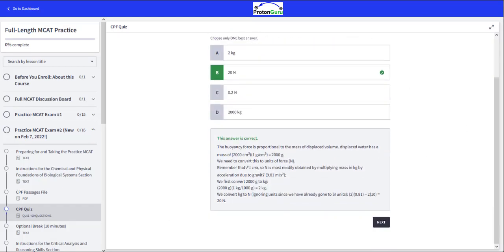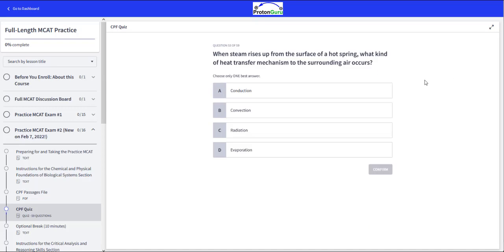Number 53, when steam rises up from the surface of a hot spring, what kind of heat transfer mechanism to the surrounding air occurs? Well, the heat transfer is from steam, which is a fluid. Remember that liquids and gases are both defined as fluids. When you have heat transfer involving a fluid, convection is the general mechanism by which heat transfer occurs.